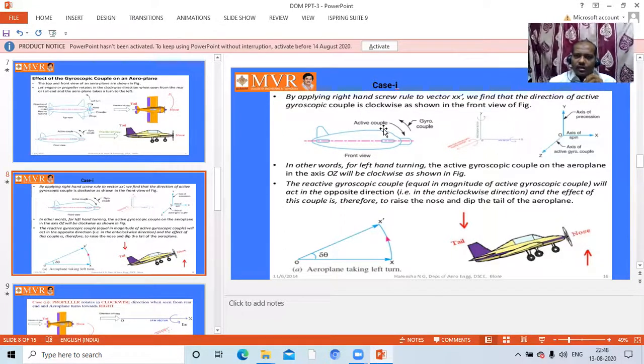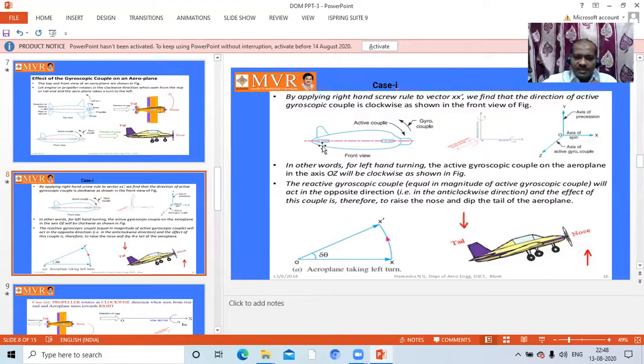So this is how the active couple is going to move. Then what is the axis of precession? If you raise your thumb, it is showing the thumb towards the top side. That is what we have observed here in this line diagram. This is the axis of precession. How is the aeroplane moving? The aeroplane is moving parallel to the x-axis. Then how is the active couple moving? It is moving about the z-axis.